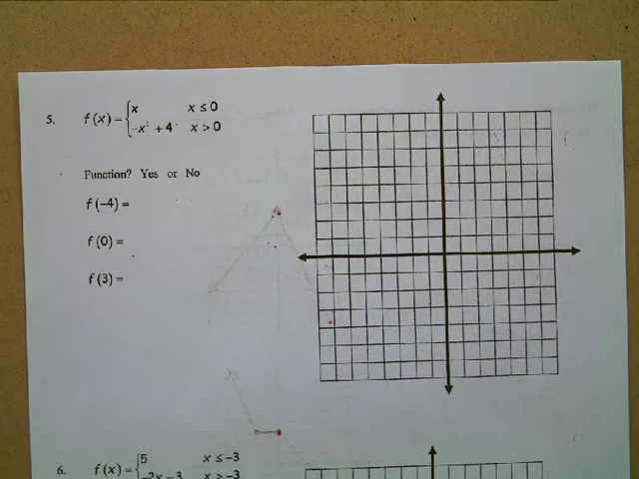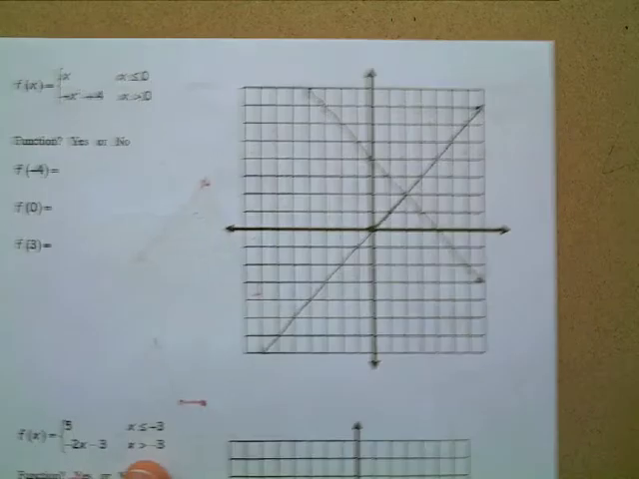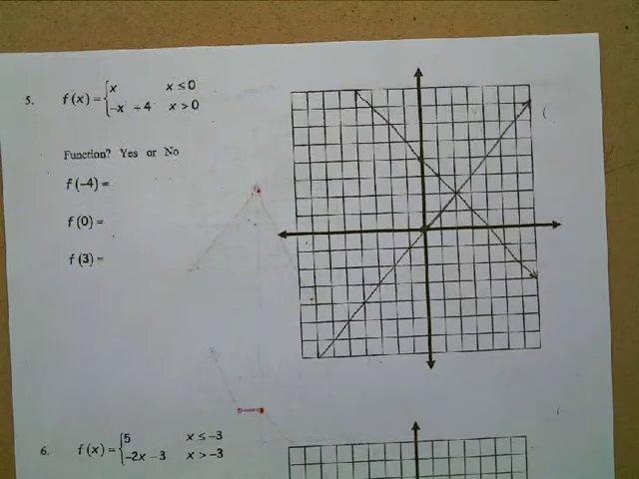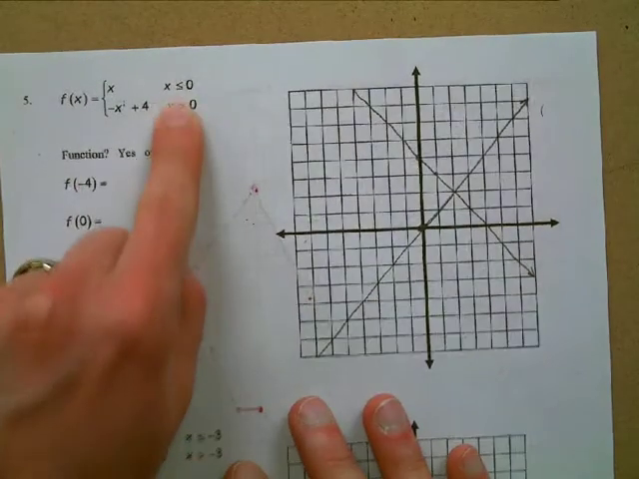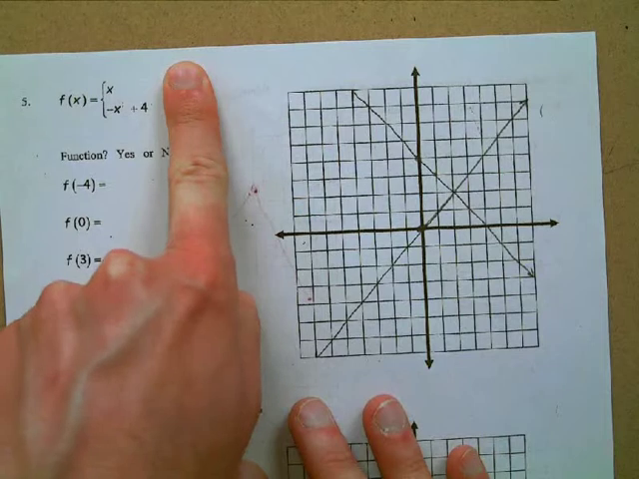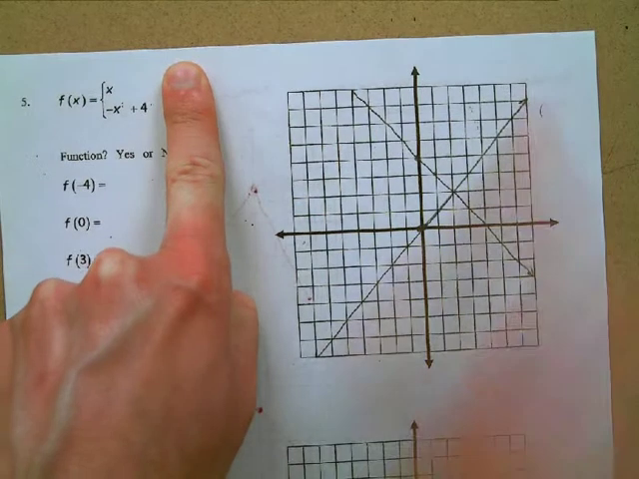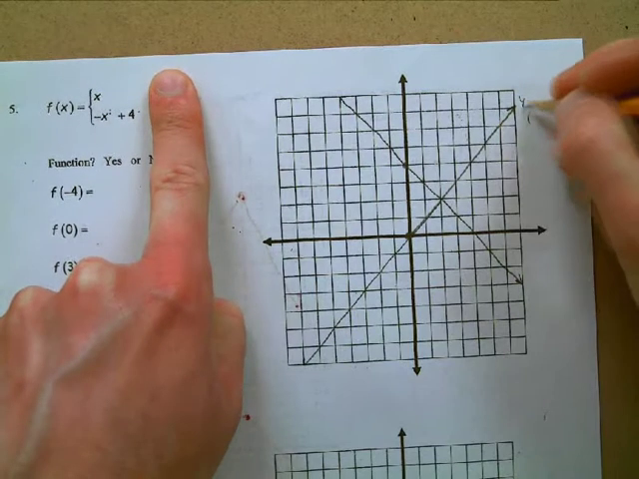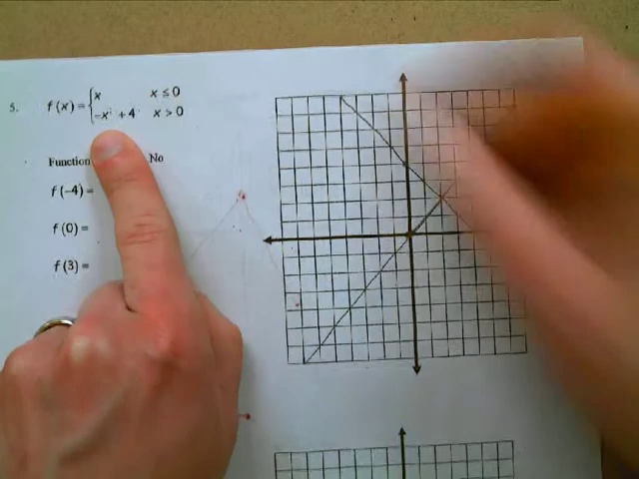Okay. Here's what our graphs should look like without the restrictions, right? Without restrictions. So forget about the restrictions. There's just the two graphs. This is y equals x right here. And then this right here is negative x plus 4.